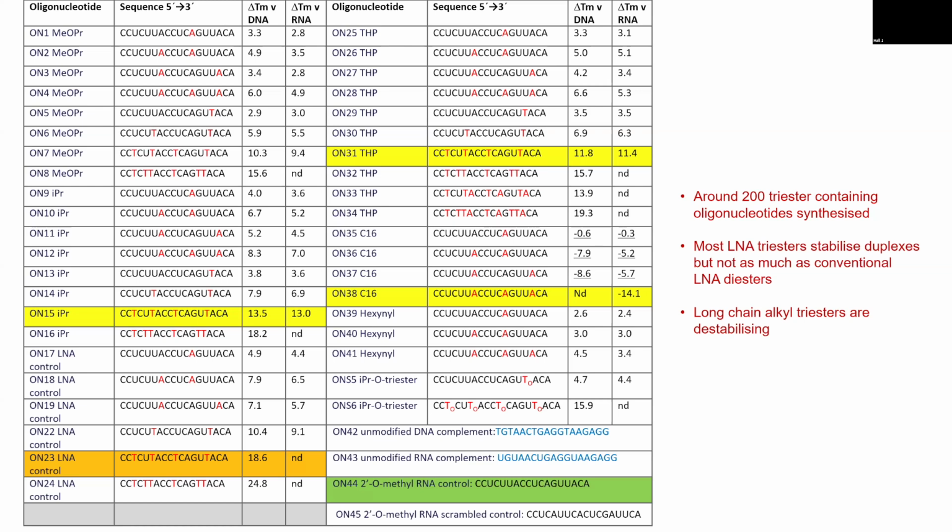So the LNA moiety that we attach to these bases increases stability of the duplex as it does with normal LNA. So we get a triester which has very good affinity for its RNA target. If you look at the conventional LNA control, it says not done here. What that means is that it is so stable that we couldn't measure the Tm of that sequence in this way.